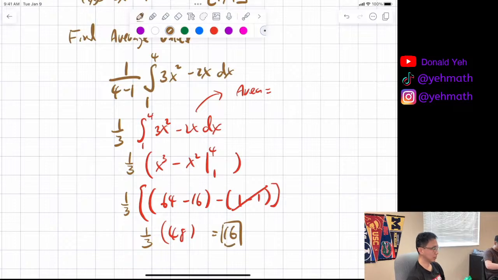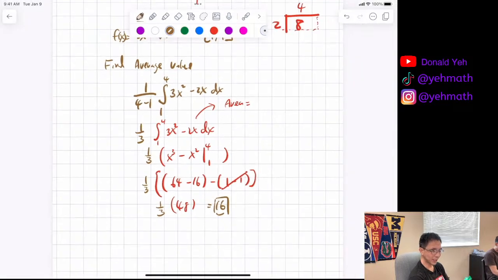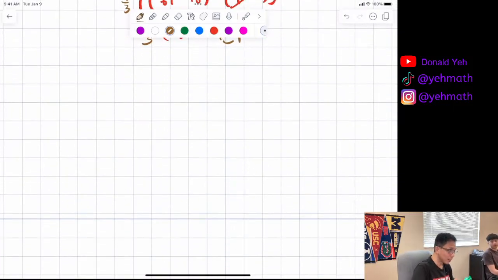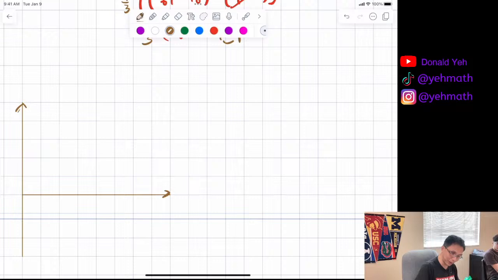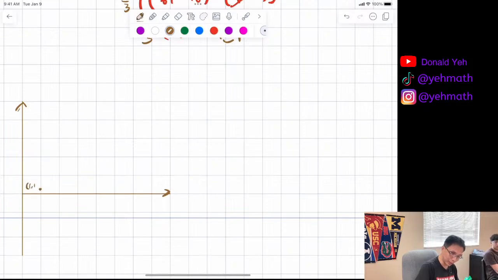Now, what does 16 mean? 16 is not the area under the curve. But what is 16 representing? What does the average value mean in terms of that? When you break it down to the average value, at 1, I'm going to get 1, so this is the point 1 comma 1. At 4, I'm going to get 40. So basically it's like this, and this is the red area here.